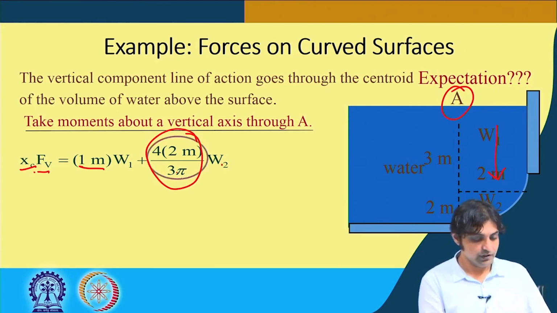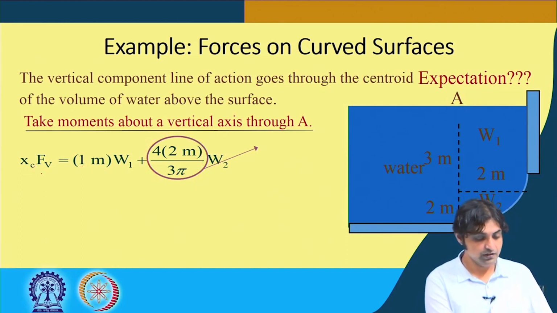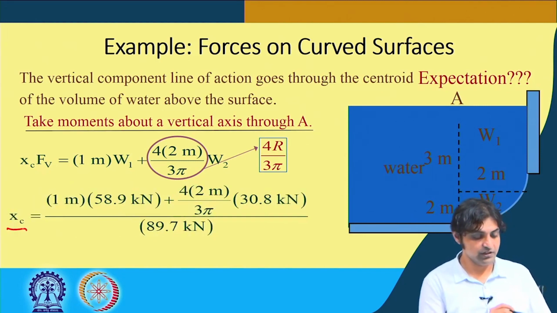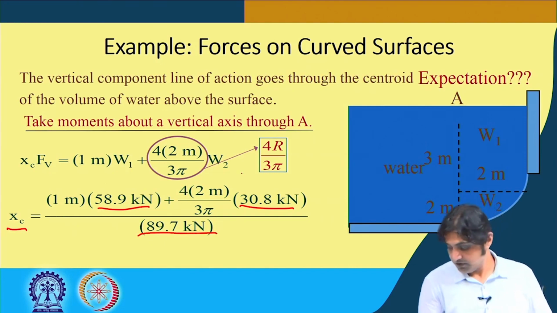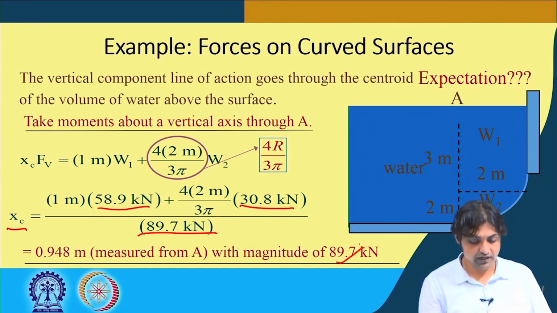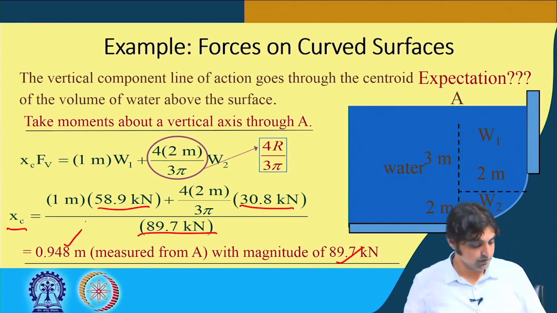Okay, so this is the 4r by 3 pi, and this will give us the location XC. So it will be 1 meter, W1 was 58.9, this we already know, W2 was 30.8, and the total vertical force we found out was 89.7 in the previous slide. So this is actually going to give us 0.948 meter, and it is measured from A with magnitude of 89.7 kilonewton. So this is the magnitude and this is the location. Okay.